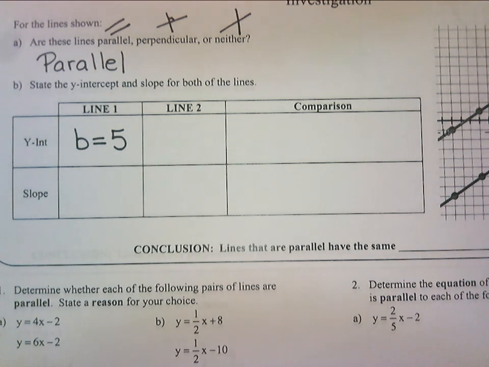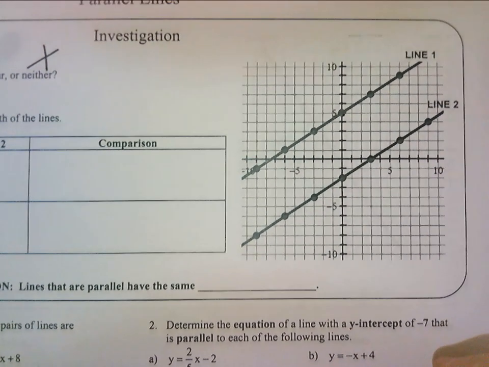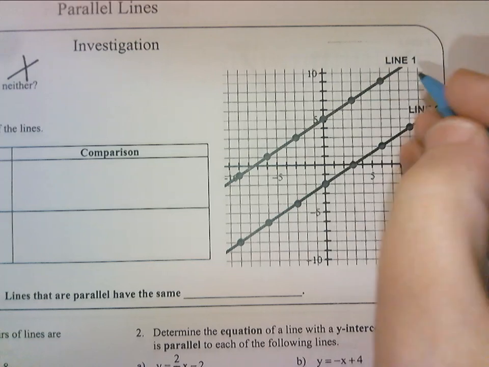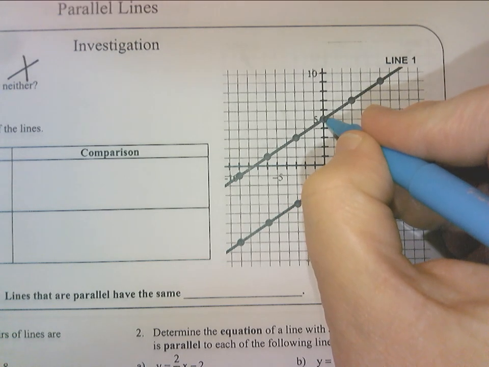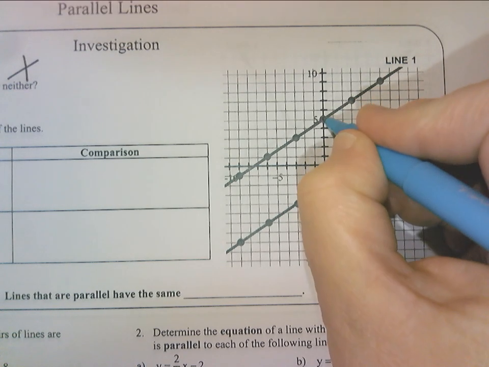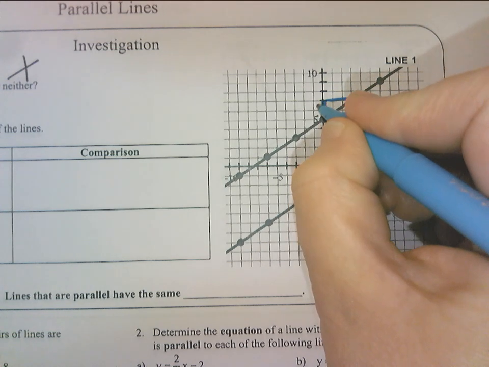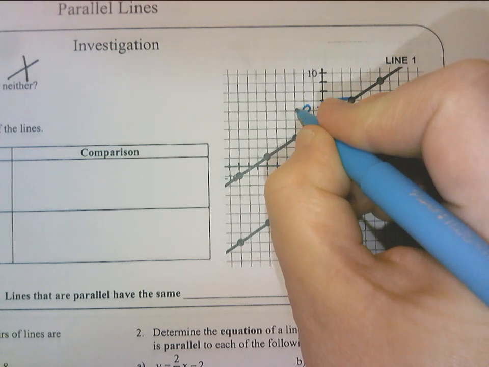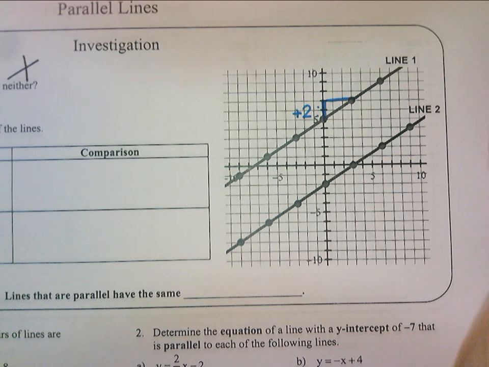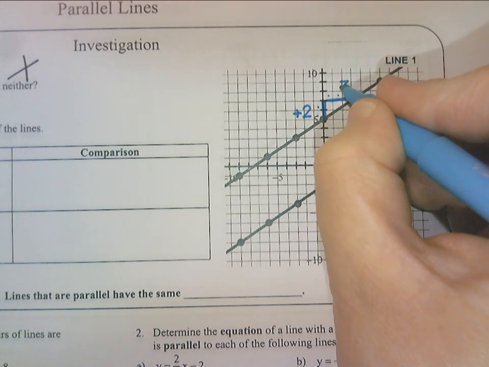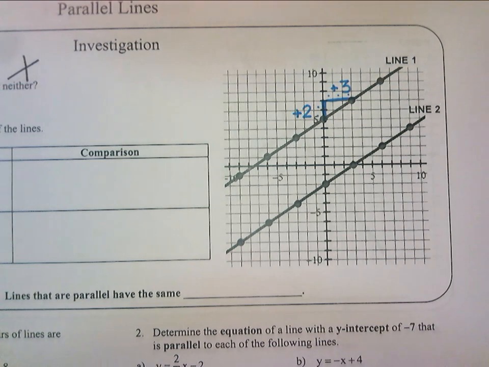And then our slope, we are going to count how we're getting from one point to the next. If I start, it doesn't matter where I start. I usually like to start at the y-intercept. I noticed to get to the next point, I had to go up and over. I went 1, 2 squares up, so I added 2 to my y values. And then I went 1, 2, 3 squares to the right, so I added 3 onto my x values.